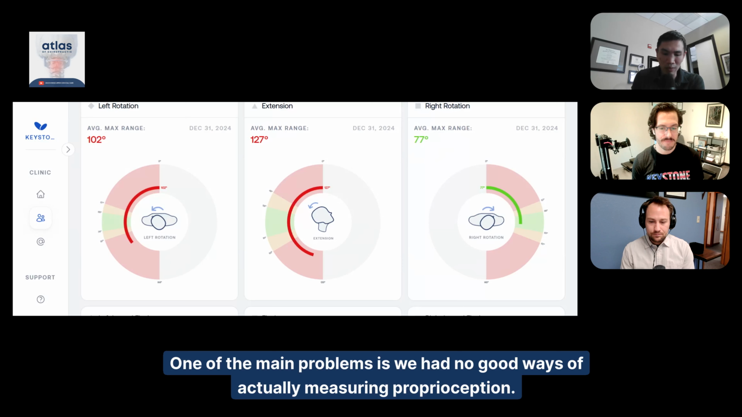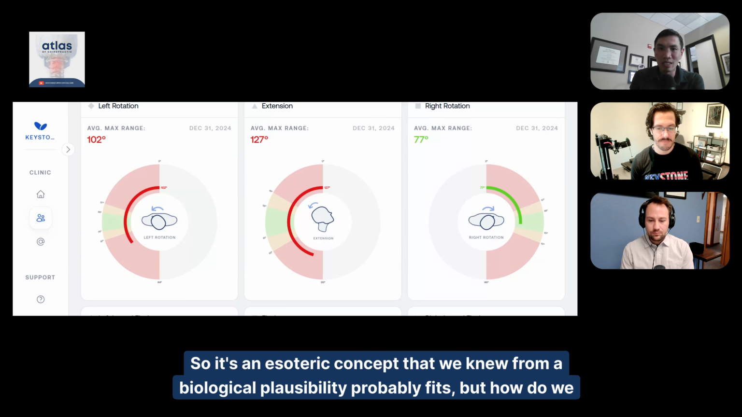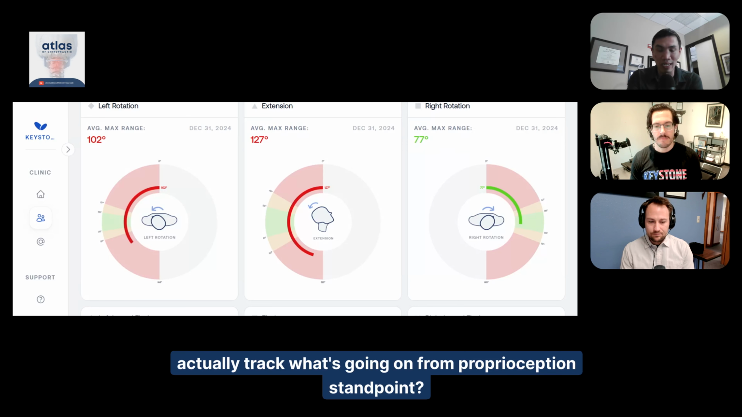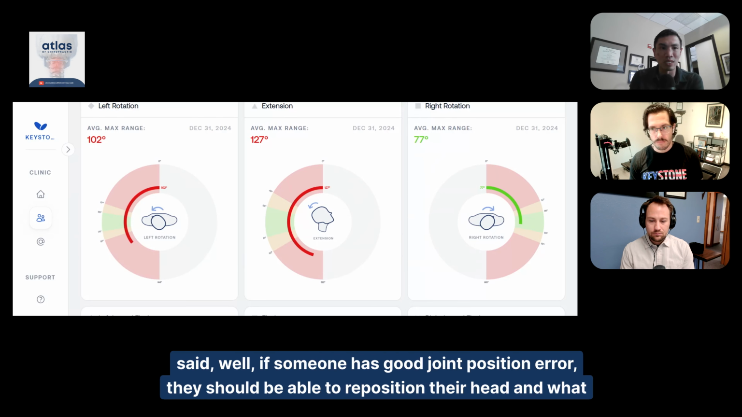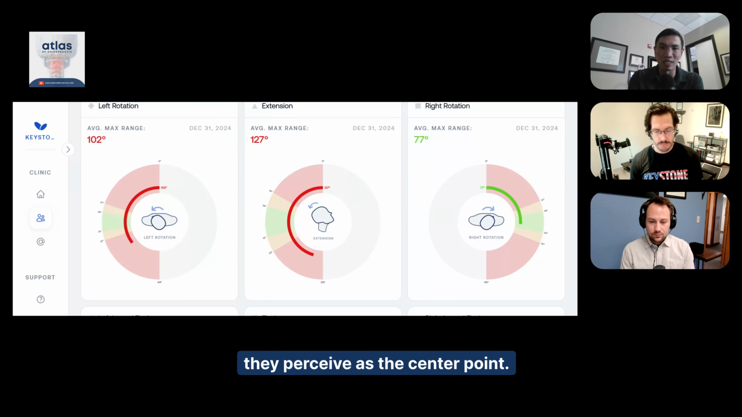But one of the main problems is we had no good ways of actually measuring proprioception. It's an esoteric concept that we knew from a biological plausibility standpoint probably fits, but how do we actually track what's going on from a proprioception standpoint? So some physical therapists developed this test with joint position error. They said, well, if someone has good joint position sense, they should be able to reposition their head in what they perceive as the center point, and they should be able to do it with some general accuracy.